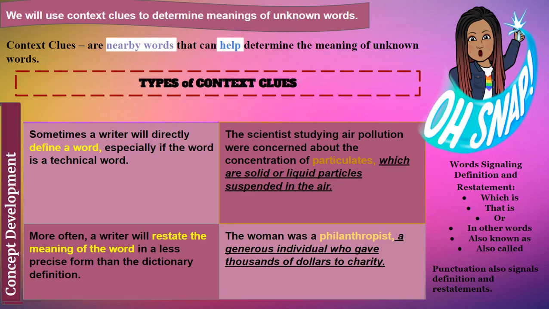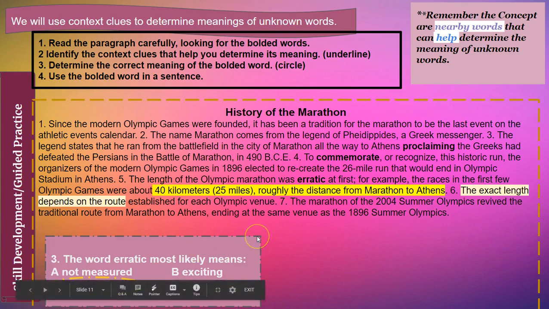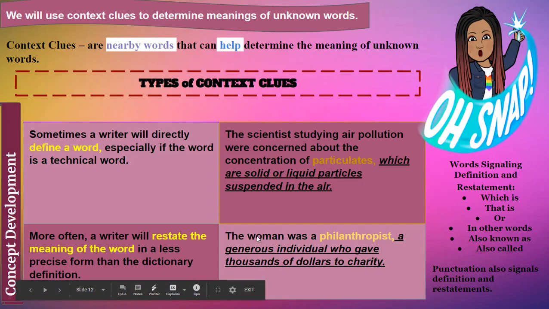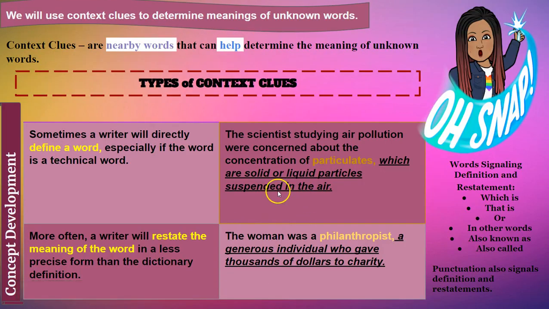All right. So as you saw in our previous example, there were different types of context clues to help you figure out the meaning of the word. So we're going to quickly talk about the different types of context clues that we have. Okay? So as we saw in one of our examples, sometimes the writer will directly define the word or restate the word. We saw that in our example right here. We said to commemorate or recognize. Also, you have other examples right here to your right.